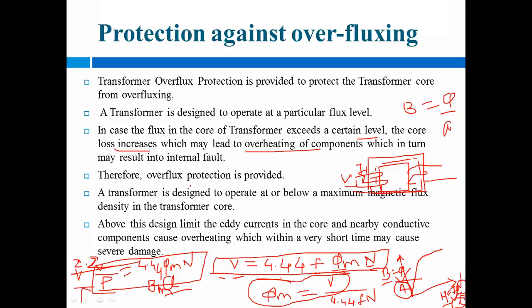We can apply the current up to that, and beyond that your transformer will become faulty or get damaged. So that is your limit. When this V by F ratio is given, that is nothing but your limit. So here our transformer protection is over now. Okay. So in the next lecture, we'll see the generator protection.